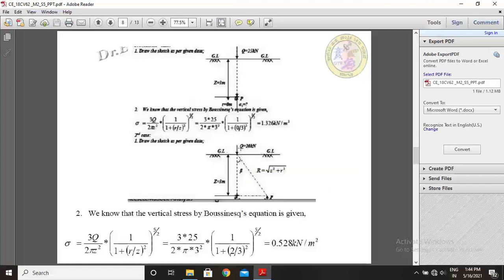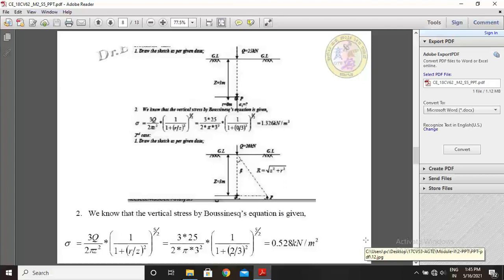This is ground level. This is Q, 25 kilonewton, acting at a depth of Z equal to 3 meters and radial distance R equal to 2 meters. Here point P is located and we need sigma Z. We know that the vertical stress by Boussinesq's equation is given by sigma Z equal to 3Q by 2 pi Z square into 1 by [1 plus (R by Z) square] whole to the power of 5 by 2. Substitute the values: Q is 25, Z is 3 and R is 2 meters. While solving this equation, we get the answer 0.528 kilonewton per meter square.